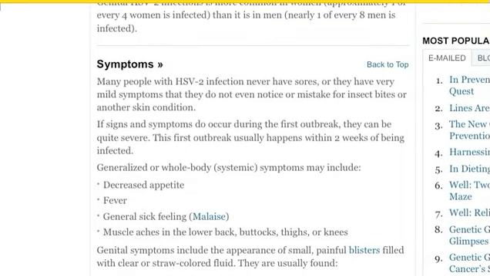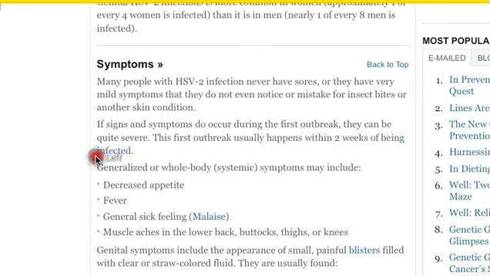And it says, many people with HSV 2 infection never have sores, or they may have mild symptoms that they do not even notice or mistake for insect bites or other skin conditions. If signs and symptoms do occur, the first outbreak can be quite severe. The first outbreak usually happens within 2 weeks. Notice that the first outbreak normally happens within 2 weeks of being infected.